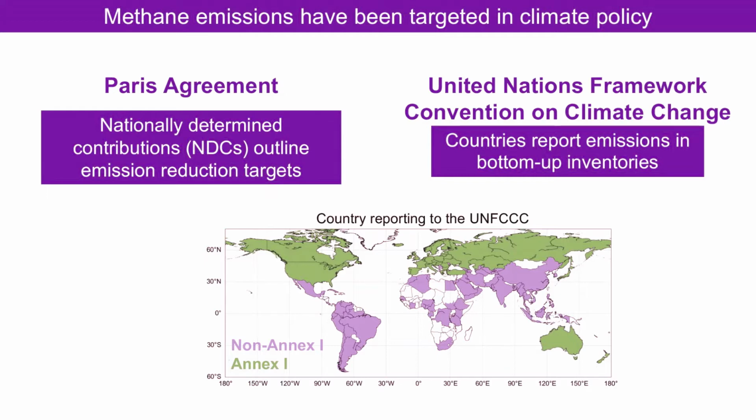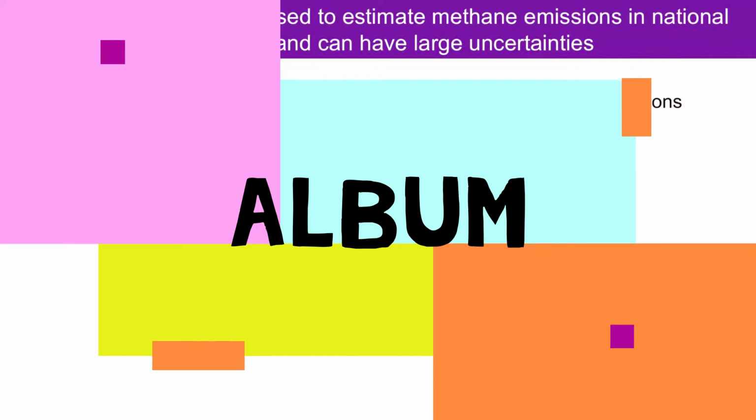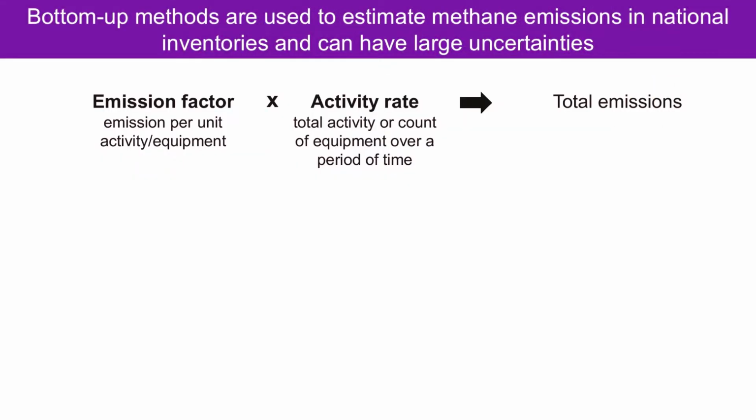And so to give a little information of why this is for these bottom-up methods, if we think about methane sources, we have a lot of distributed small sources, but they can also emit a lot. I think of an oil and gas well where there's potential for high emissions, but not every well is going to emit a lot.